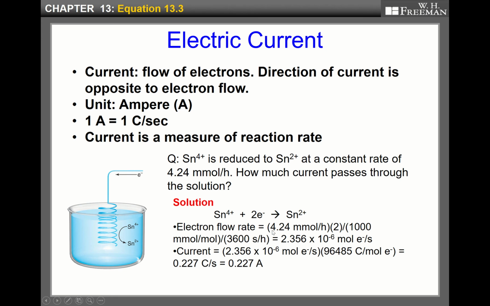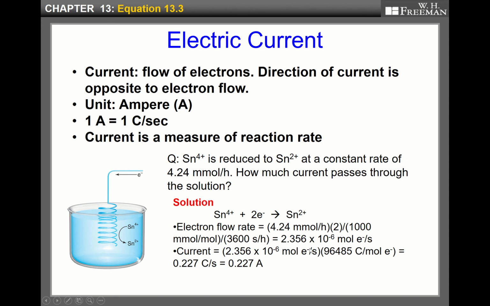So let's first calculate the electron flow rate. We know the constant reduction rate, which is this one. Since one stannic ion reacts with two electrons, the electron flow rate is two times this, 4.24 millimoles per hour times 2. This is the electron flow rate, but now it is expressed per hour, and we have to convert it into seconds.